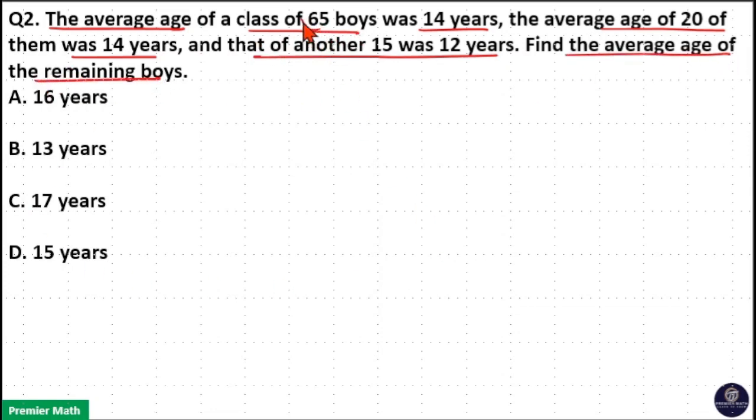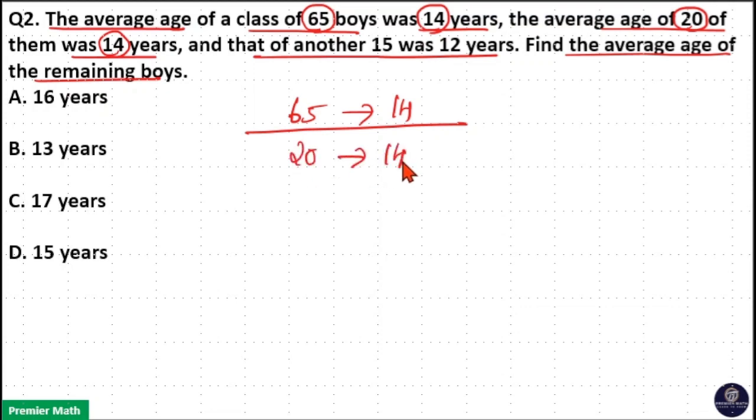Here, total number of boys in a class is 65 and average age of the 65 boys is 14 years. Now out of the 65 boys, 20 boys average 14 years and 15 boys average 12 years. Now we need to find out the average of the remaining boys. Remaining boys are total 65 minus 20 plus 15, which is 35. So remaining is 30 boys.